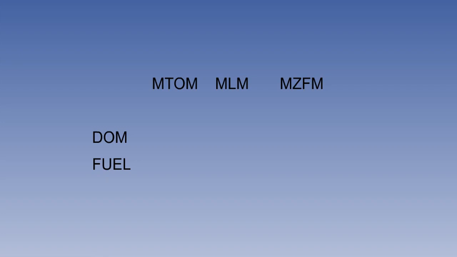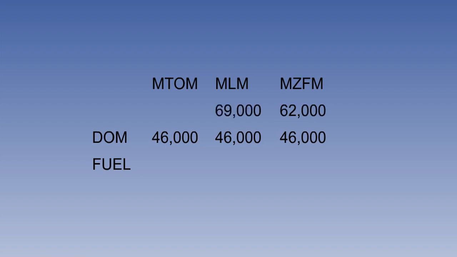The dry operating mass is 46,000 kilograms. Maximum zero fuel mass is 62,000 kilograms. The maximum landing mass is 69,000 kilograms. And the maximum takeoff mass is 77,000 kilograms. The total fuel at takeoff is 7,000 kilograms, and the trip fuel is 5,000 kilograms. Assuming contingency fuel and alternate fuel are not used, the fuel on landing will be 2,000 kilograms.